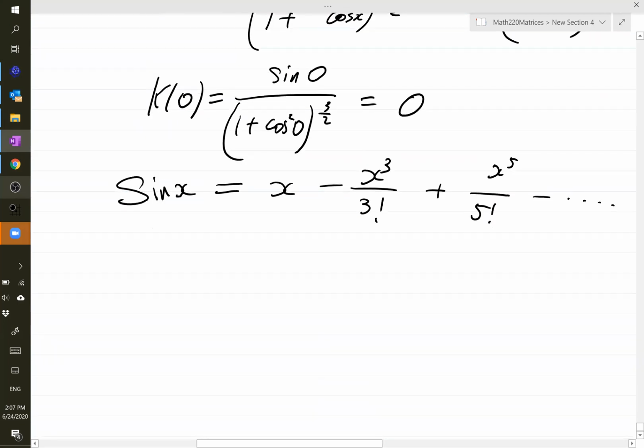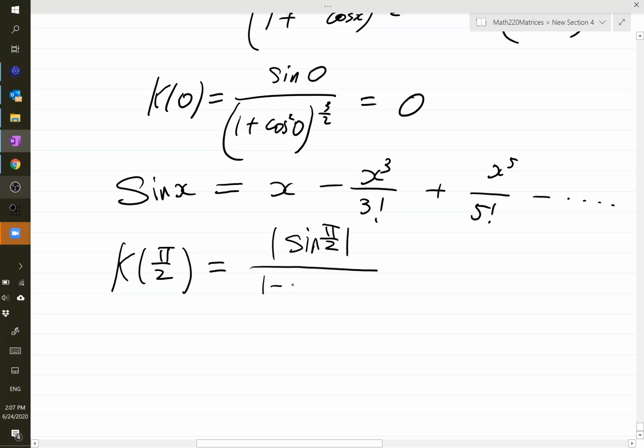Now how about the curvature at pi over 2? You plug in the value: this will be sine pi over 2 over (1 plus cosine squared pi over 2) to the power 3 over 2. Sine pi over 2 is 1, and cosine pi over 2 is 0, so it's actually 1 over 1 plus 0, which is just 1. So the curvature at pi over 2 is 1 for this curve.